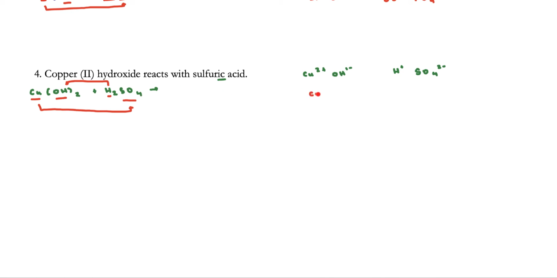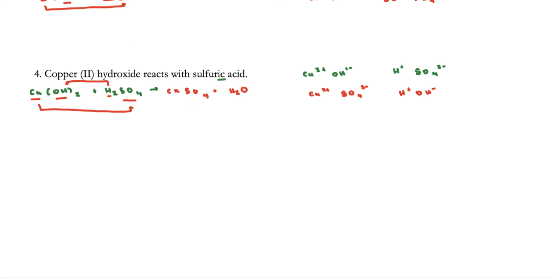So copper has a 2+ charge. Sulfate has a 2- charge, so notice that these charges are going to simply cancel. I end up with CuSO4 for one product. My other product is going to be hydrogen, which has a 1+ charge, combined with hydroxide, which has a 1- charge, which gives me HOH, also written as H2O. There's my water, there's my salt.